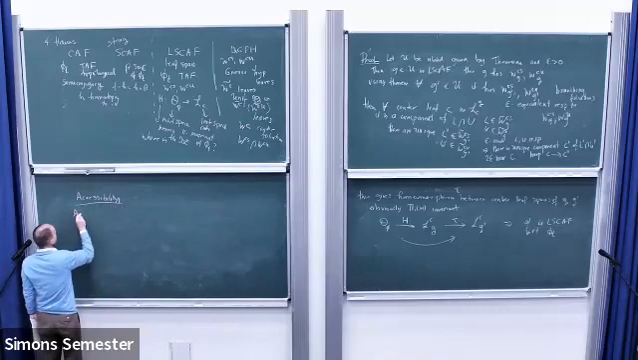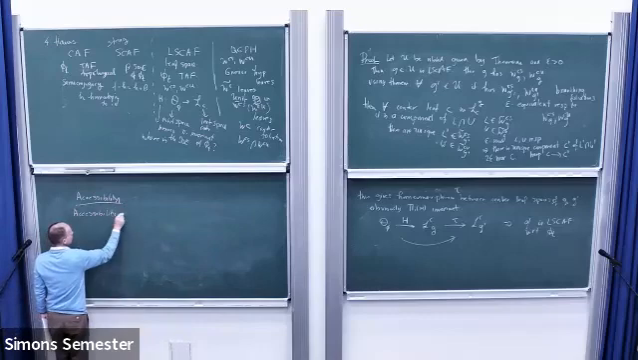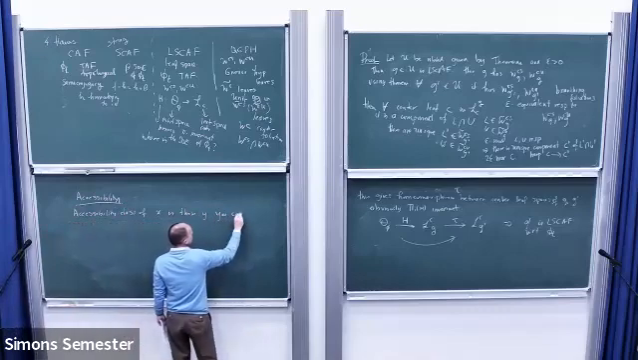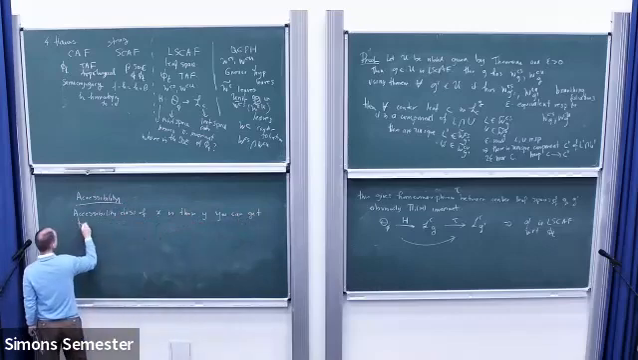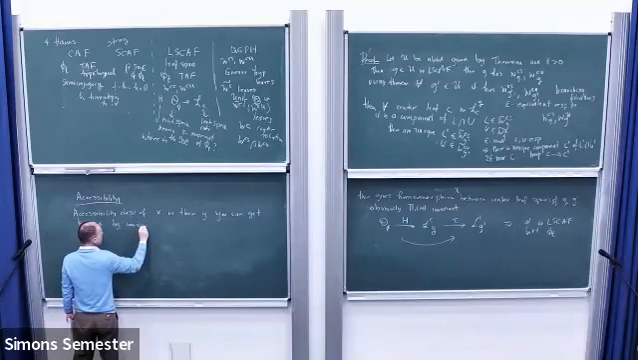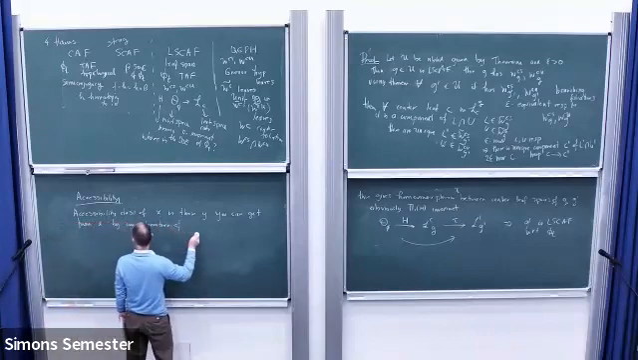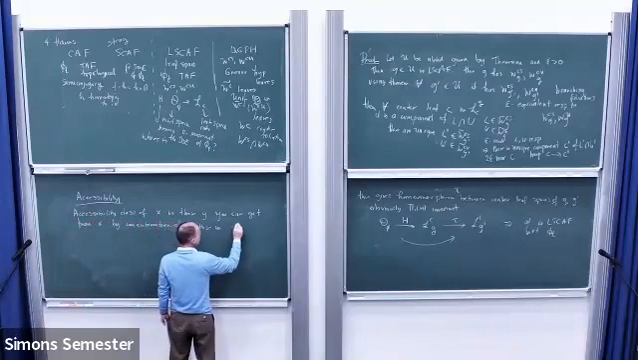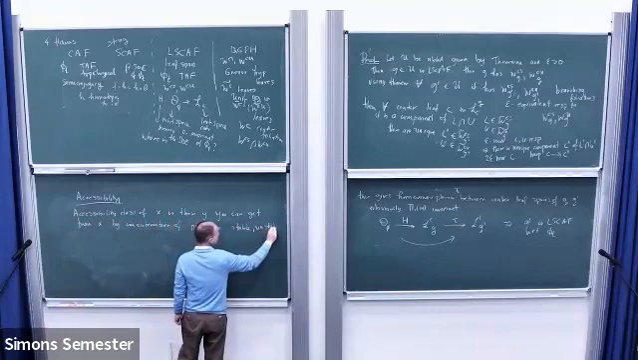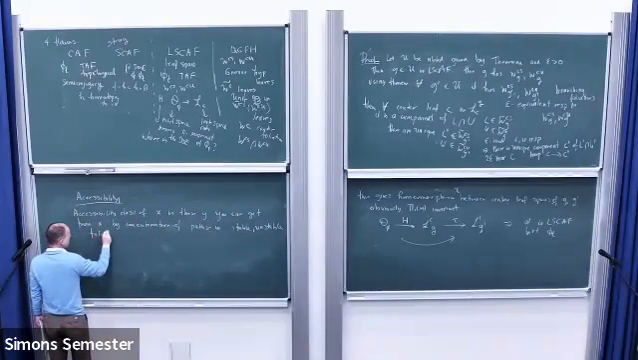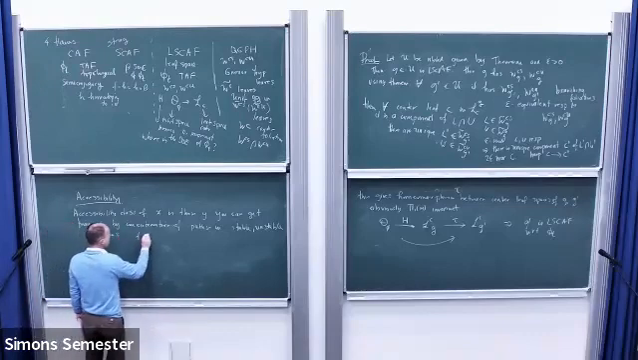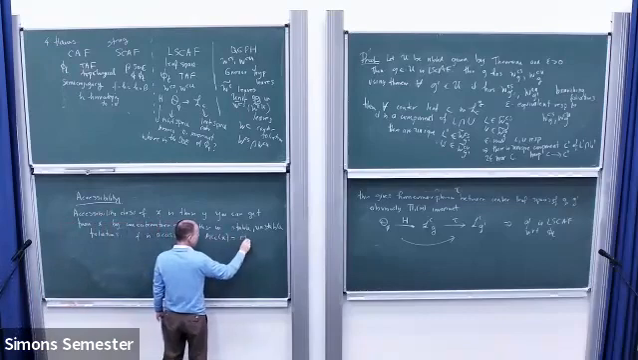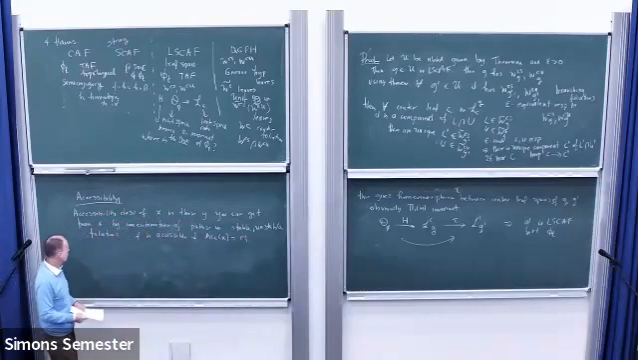So the accessibility class of X is those Y you can get to from X by concatenation of paths in stable and unstable foliations, and F is accessible if the accessibility class of X is equal to M, and then obviously it doesn't matter which X you're talking about. Okay?